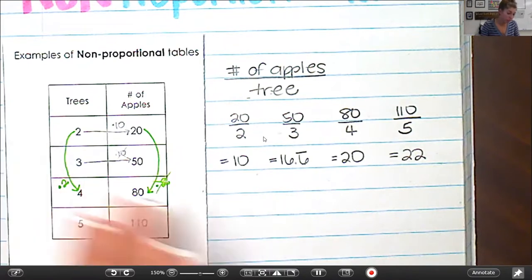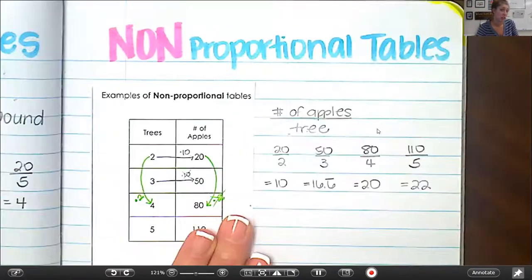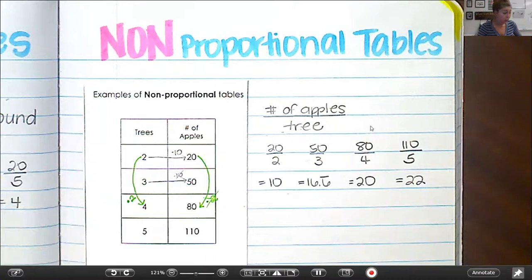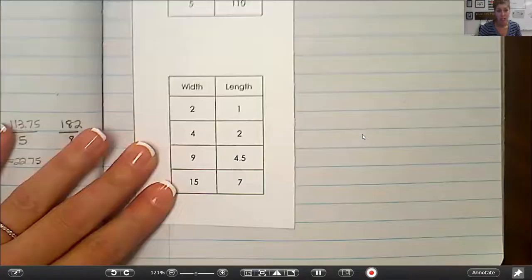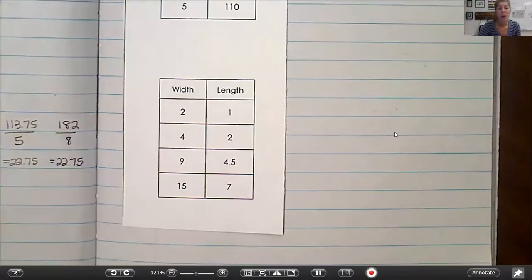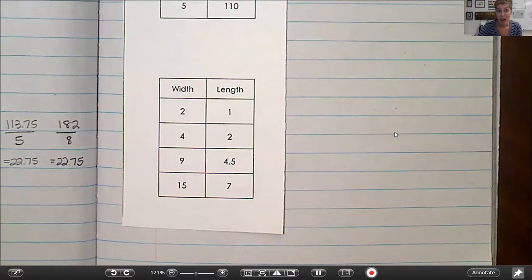Okay. So again, this is our non-proportional side. What I'd like you to do is focus on this table here and see if you can find any way of the ones we talked about to tell me or prove that it is not proportional. How could you convince somebody else that it's not proportional? That's how I want you to approach it. You may want to freeze it here.